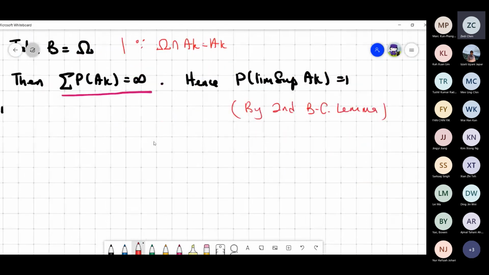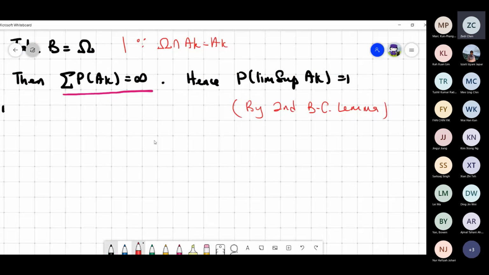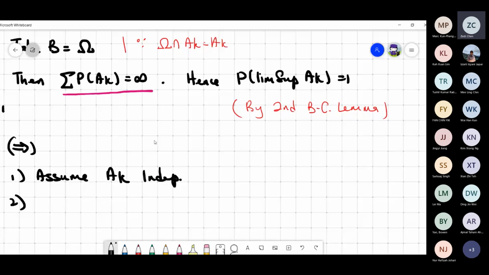Right, so this is straightforward for the first part. Okay, so the second part, that is part A, actually this direction. Okay, one by one. First, statement number one: we assume AK is independent. Okay? And statement two, we assume P of lim sup of AK is equal to 1.